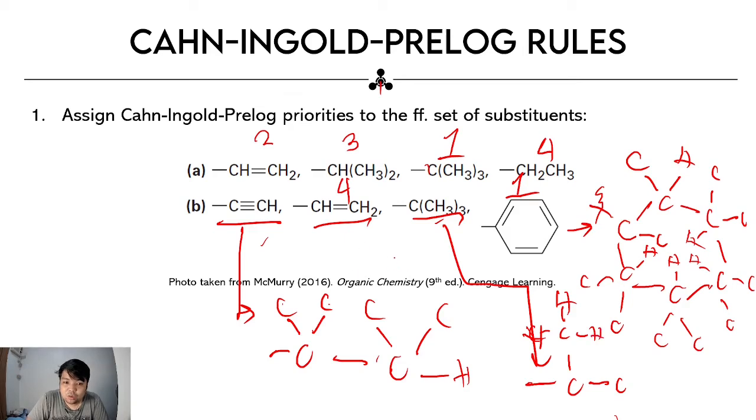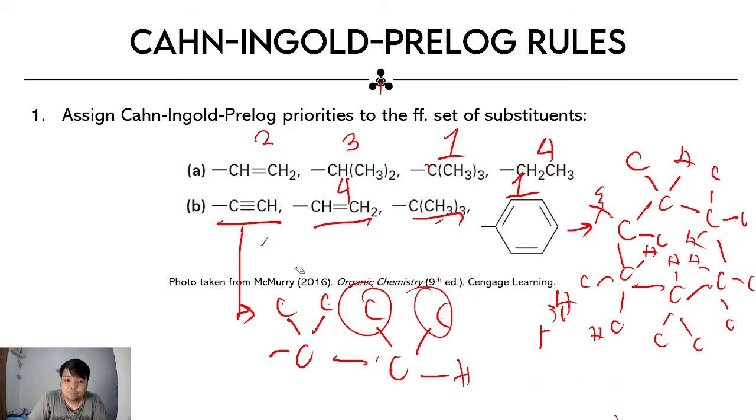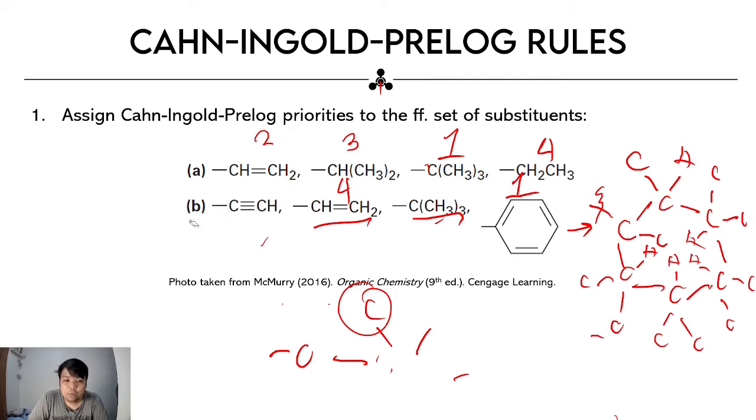Is attached to 1, 2, 3 other hydrogen atoms, while the next carbon is attached to 2 other carbon atoms and 1 hydrogen atom. Now there is already a difference here. Okay? So, since carbon is heavier than hydrogen, therefore, this will have a higher priority than this substituent. Therefore, this will be our number 2, and this will be our number 3.